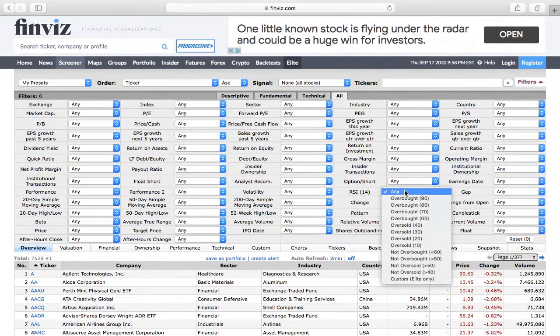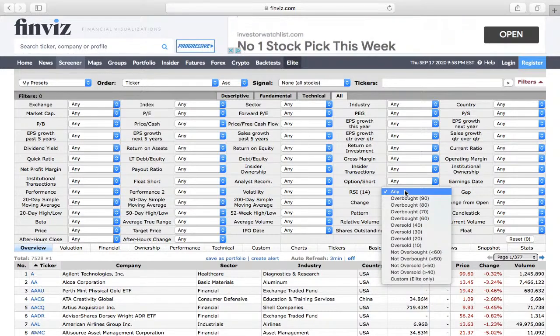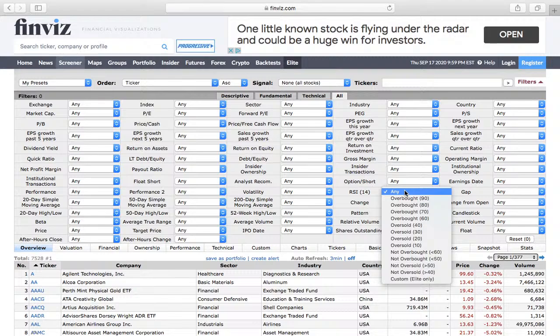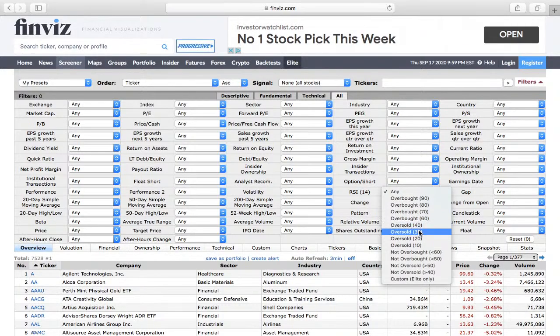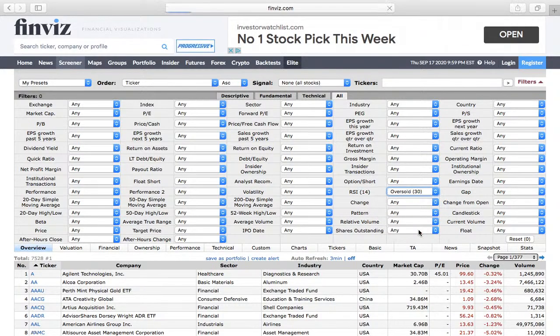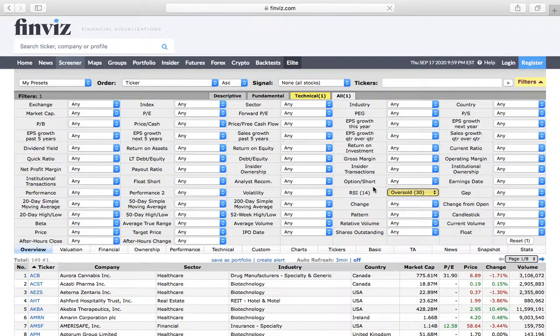So first of all, you're going to be looking for something that is oversold. So you're going to go to RSI, because RSI is an indicator that shows you whether something is overbought or oversold. Typically overbought is over 70, typically oversold is under 30, but different people have different criteria as far as that goes. So I'm going to look for oversold. Let's just do oversold 40. Now let's do 30. And you can always tweak it from there.